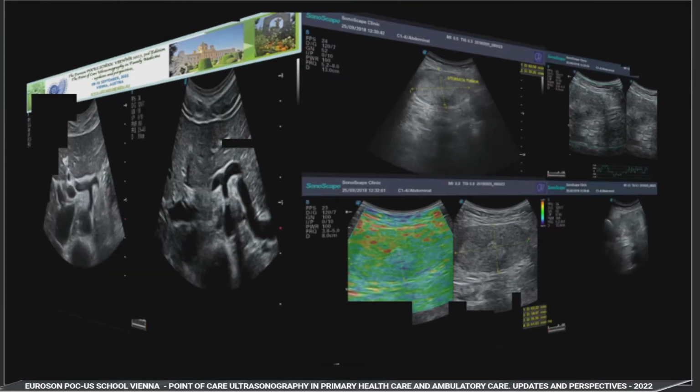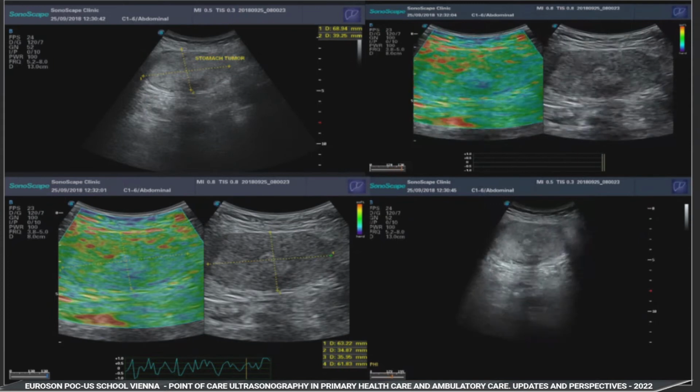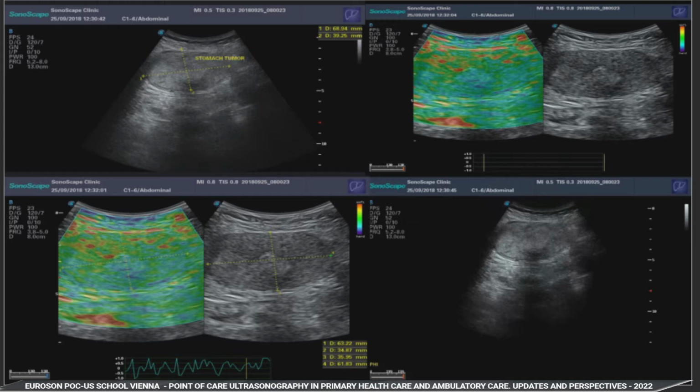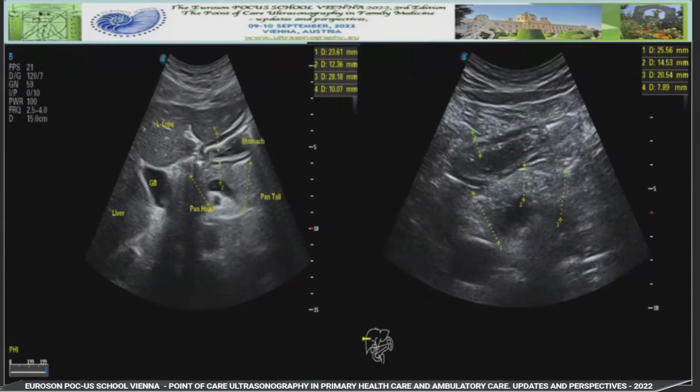And also you can find the focal lesion. This is the stomach tumor in the epigastric region in the section. And I put the elastography, and you can find here the hard stiffness of the tumor, which was adenocarcinoma of the stomach. And you put the diagnosis, but not very early. This is the most important, to put a very early diagnosis.